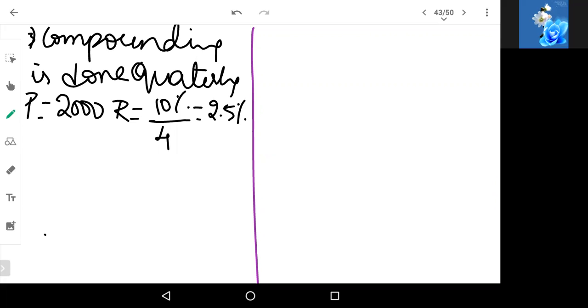Many students get confused here and divide it by 3. That is wrong. You have to divide it by 4. And then time period. Time is how much? 2 years into 4 quarters. 4 twos are 8. Put the formula.